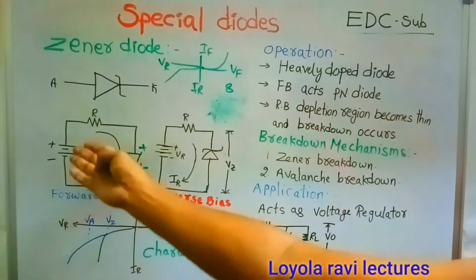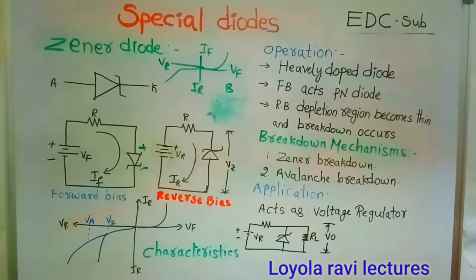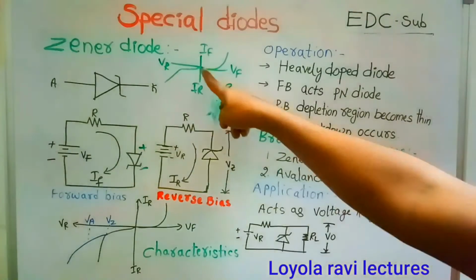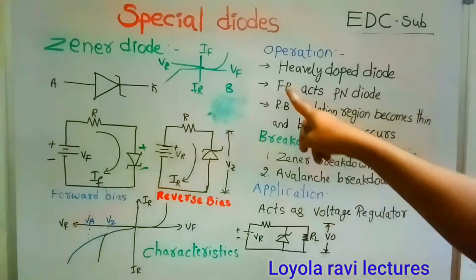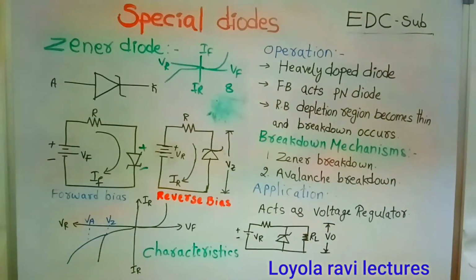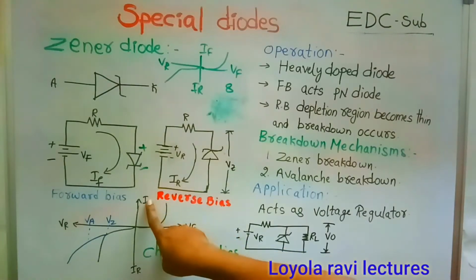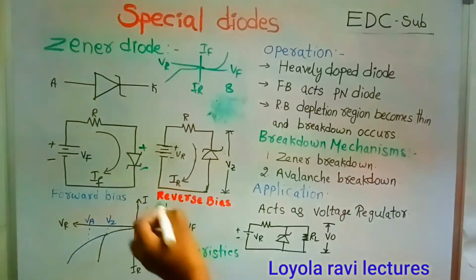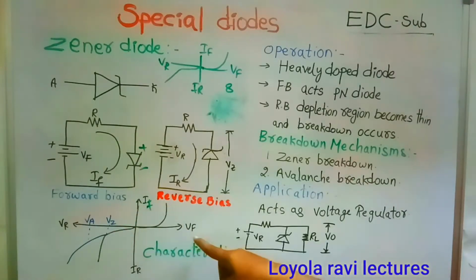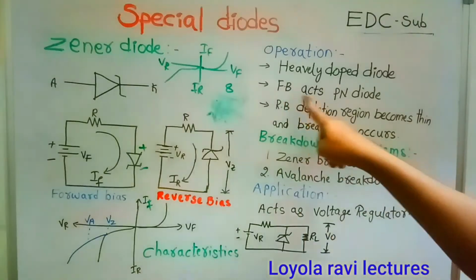If we increase the forward bias voltage, we get the current exactly similar to the PN junction diode forward bias. That is why in forward bias it acts as a PN junction diode. The characteristics are exactly similar to the PN junction diode forward bias. In forward bias, this is IF. When VF increases, after some cut in voltage, it may be 0.7 or 0.3, the current increases exponentially, similar to the PN junction diode.